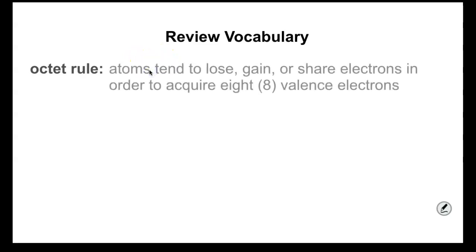So here's some review vocabulary. And you definitely can write this down if you need to, if you don't remember it, but it's the octet rule. If you know anything about Cornell Notes, there's a left-hand column where you guys can write down terms so you can quickly find them, or you can write questions there if you have them. So the octet rule, if you remember, is that atoms tend to lose, gain, or share electrons in order to acquire 8 valence electrons.